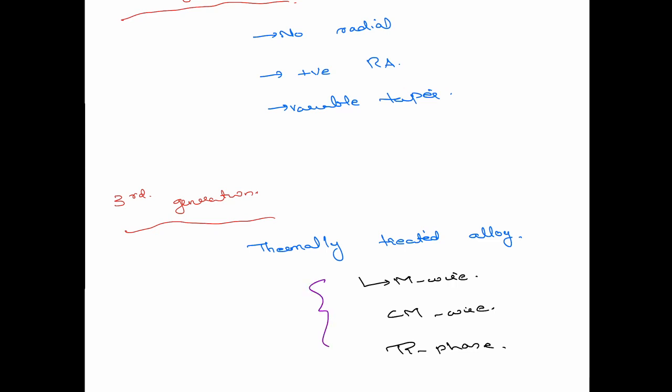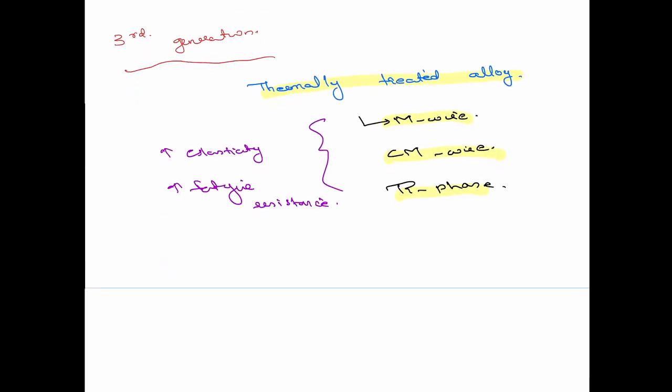Basically what it did is it increased the elasticity or super elasticity, and it also increased the fatigue resistance. Okay, fatigue resistance, that means it didn't break like the previous generation. So basically here what you have to know is the third generation had a thermally treated alloy: M wire, CM wire, R phase. Okay, so R phase we have already studied, there is a phase transformation from the twinned martensite to the stressed martensite.